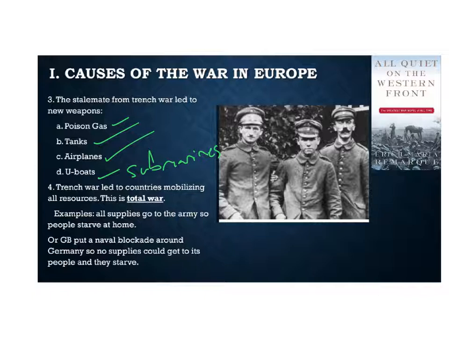This is called total war, when you take it to the civilians back home. So Great Britain was trying to starve Germany out, trying to get them to quit. So they had a naval blockade surrounding Germany. Germany couldn't get supplies in, right? So essentially, you're starving the people of Germany, so that essentially the soldiers have to come home and end the war.